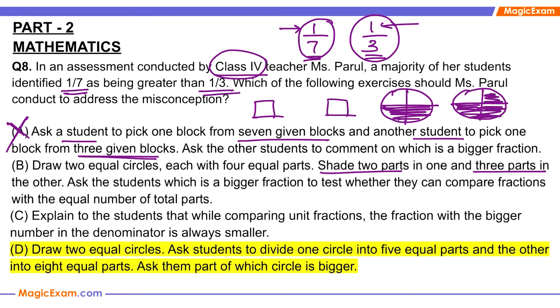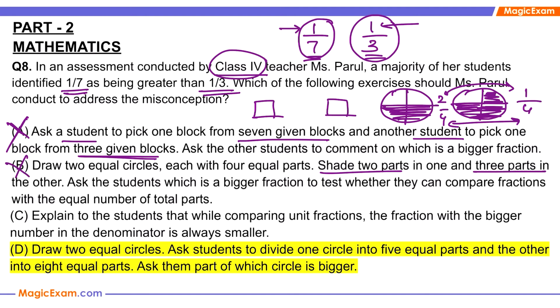So what have we done here? The first circle, if you look at the unshaded parts, it is 2 by 4, and in the second circle it is 1 by 4. Here these are not unitary fractions because the denominator is same, but the numerator is changing. Therefore, these are not the type of fractions that we are trying to compare here, 1 by 7 and 1 by 3. Therefore, this exercise will also not work.